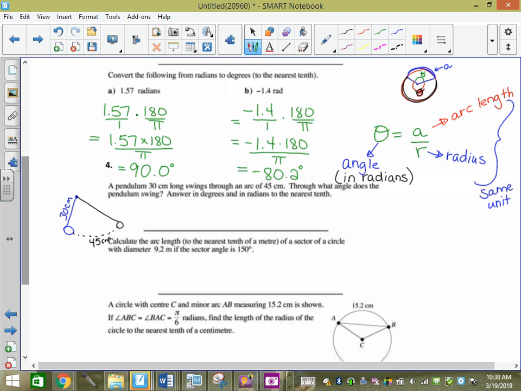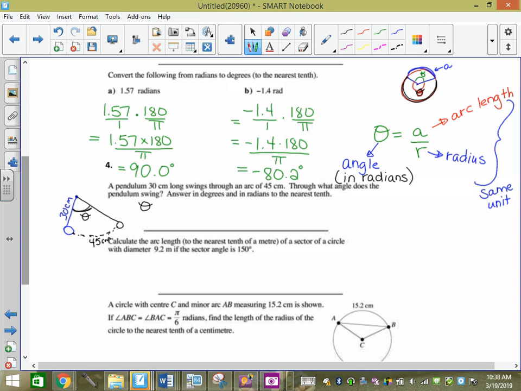Through what angle does the pendulum swing? So they want this. Remember the arc that you're finding? The angle you're looking for is the angle that correlates to that arc. Answer in degrees and radians. Your answer from this formula is going to be in radians, correct? Then I'm going to have to convert to get it into degrees.